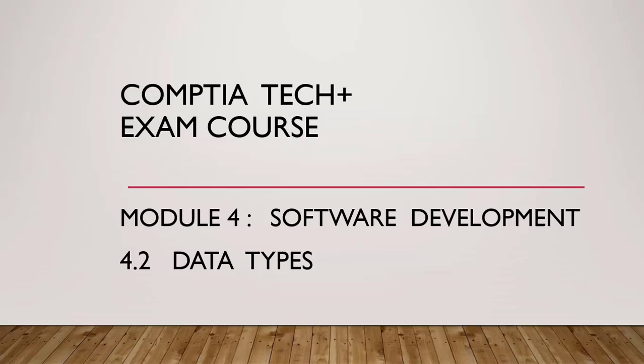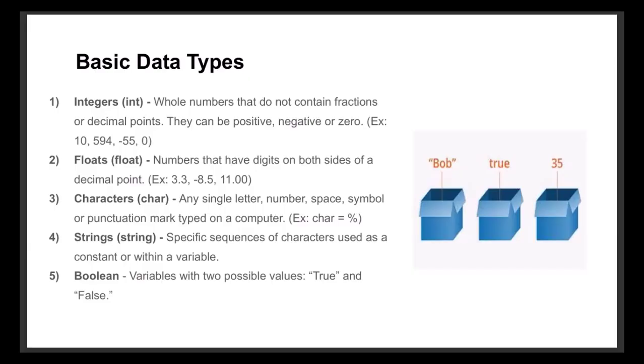In this episode, we're going to continue in Module 4 of the exam objectives and discuss Section 4.2. Our topic is data types. Let's begin. In this section, we're going to discuss the most common data types that we use within our IT computer programs. You should understand the 5 most common data types and their most common characteristics. They are characters, strings, integers, floats, and Boolean. We're going to discuss each one in order.